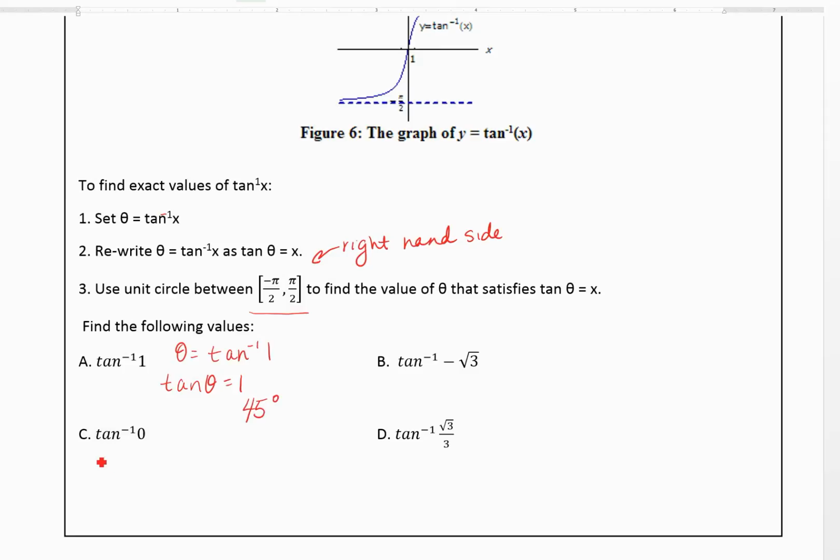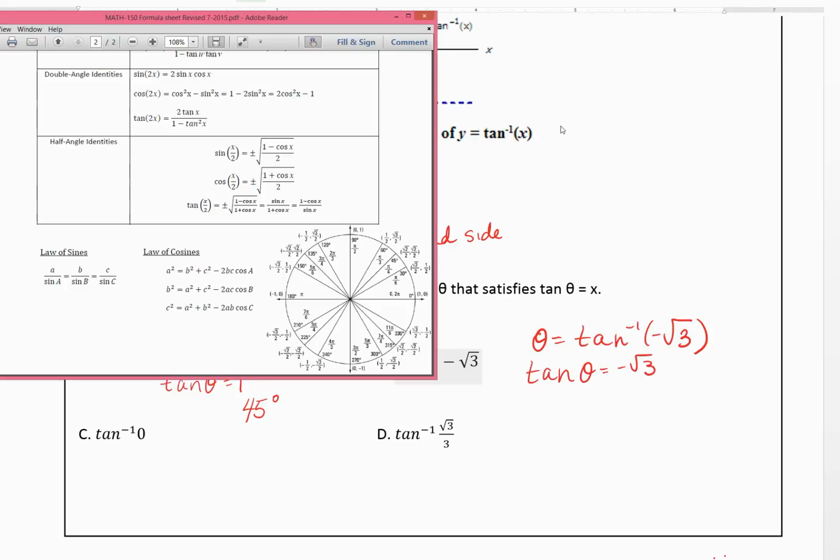Okay, then we want to know what is tangent inverse of negative square root of 3. So we'd say theta equals tangent inverse of negative square root of 3. And so tangent of theta equals negative square root of 3. And let's look at our unit circle. Now, the only place where we get negatives is down here in the fourth quadrant, if we're looking at the right-hand side. And we want to know where y over x is negative square root of 3. And let's look at 300 degrees here, which we would write as negative 60, because we want to write it as the negative angle.